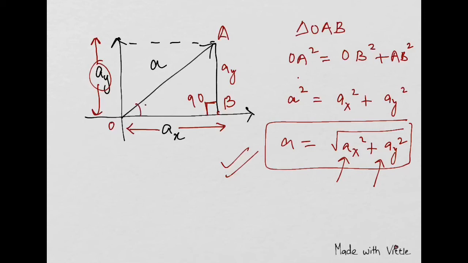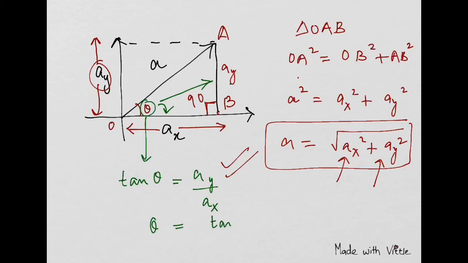Now, to find this angle theta, which will tell you about the direction, consider this triangle OAB. In this triangle, tangent theta equals opposite over adjacent, or you can also say perpendicular over base. So perpendicular is AY over AX. From here, to calculate theta, it is tangent inverse of AY by AX. So this angle theta will tell you the direction of vector quantity A.